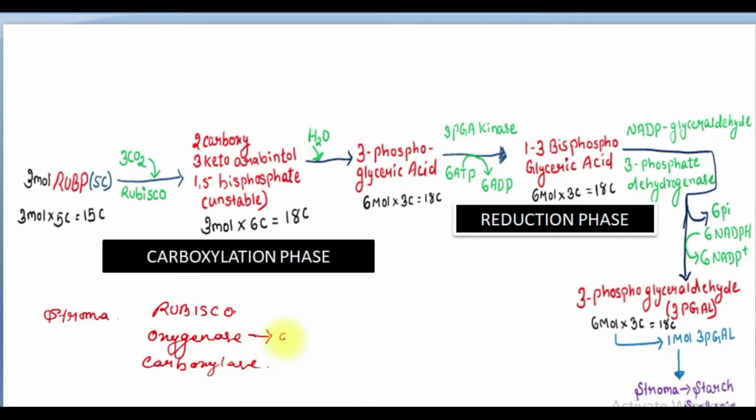If the concentration of oxygen is more and the temperature is high, it will work as oxygenase, and if the concentration of carbon dioxide is more and the temperature is minimum or optimum, it will work as carboxylase. So what happens in this cycle? The carbon dioxide present in the atmosphere needs to be fixed, and in this cycle the carbon dioxide is fixed. At a time only one carbon dioxide can be fixed, but for balancing the equation we will see here that 3 molecules are utilized at a time.